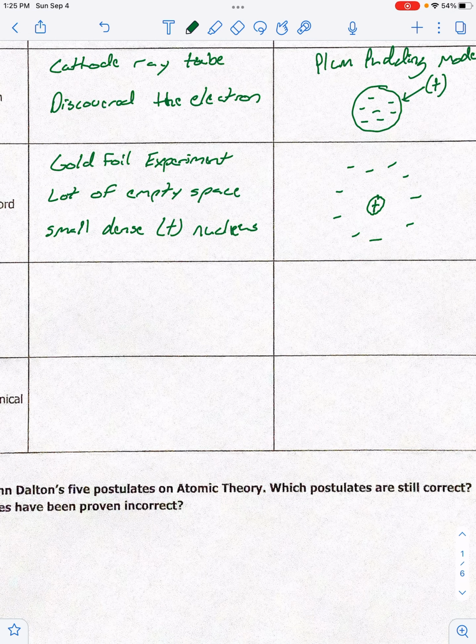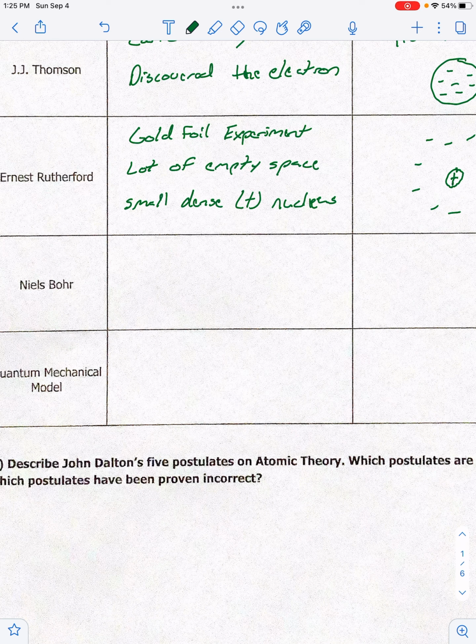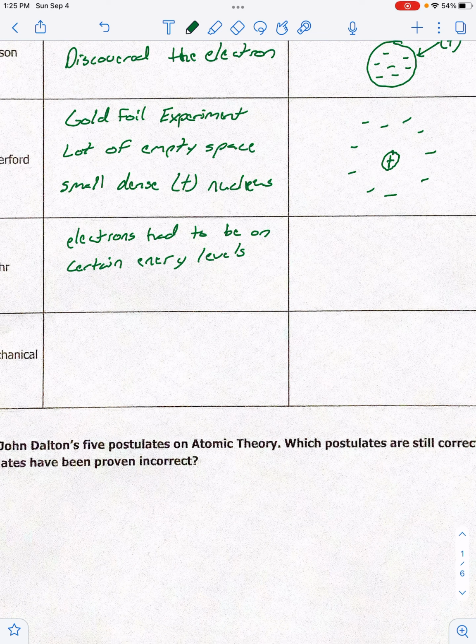So we're starting to refine the atom a little bit. Now we're going to move on to Bohr's model. Bohr didn't really have an experiment or experiment name. He just discovered that electrons had to be on certain energy levels, so they weren't randomly floating like Rutherford was thinking. It's almost like a solar system. We have this little positive nucleus, and instead of electrons randomly floating around, we have these energy levels that make it look like our solar system, with circles. He refined Rutherford's by stating that there's still a ton of empty space, it's just that the electrons were on specific energy levels.